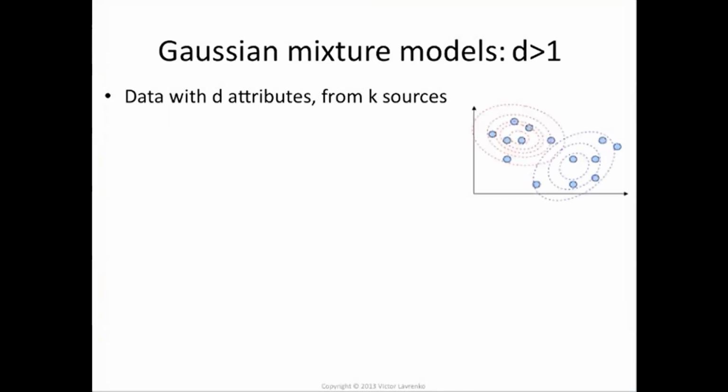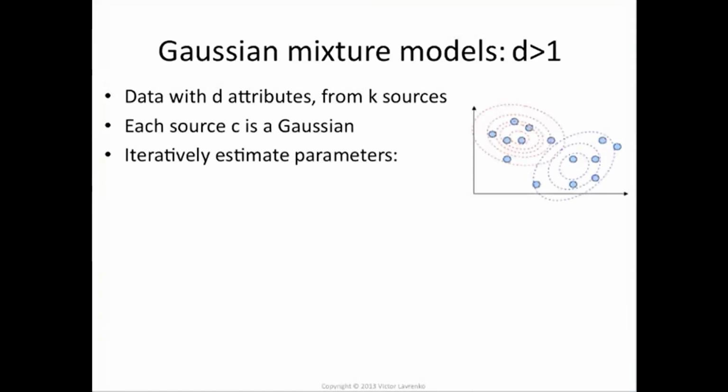So in 2D, it might look something like that, right? That's what I want to get. I get a bunch of data points, and I want to fit two Gaussians to them. Each of my sources is Gaussian, and you estimate the parameters very much in the same way that we did for 1D, only now you do it a little bit more generally.